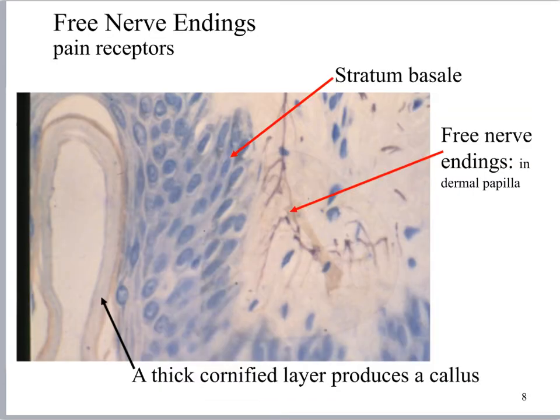All right, here what you see is the epidermis. Down here is the dermal papilla, and you see this thing that looks like tree roots with little rootlets coming off of it. That is your free nerve ending, which is just kind of cute. And that's the only reason it's up here, because it's kind of cute.